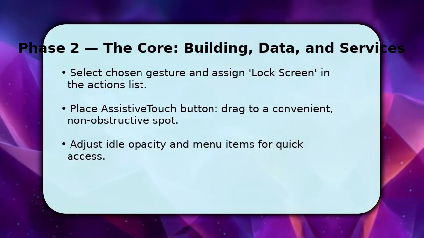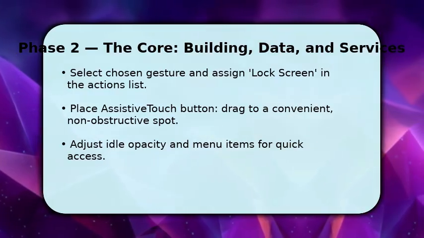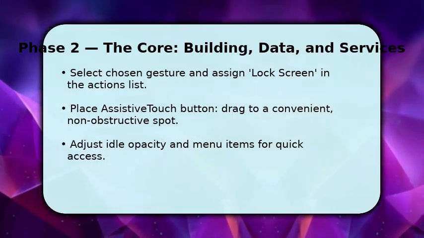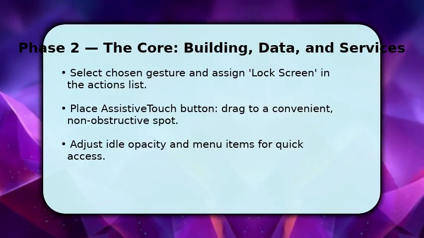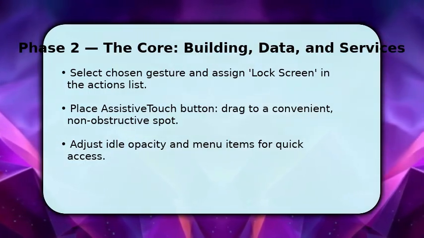Then tweak visual settings, reduce idle opacity, and remove extra menu items so the button is unobtrusive but responsive. By refining these details, you make locking fast and reliable without disrupting app interactions or visibility.